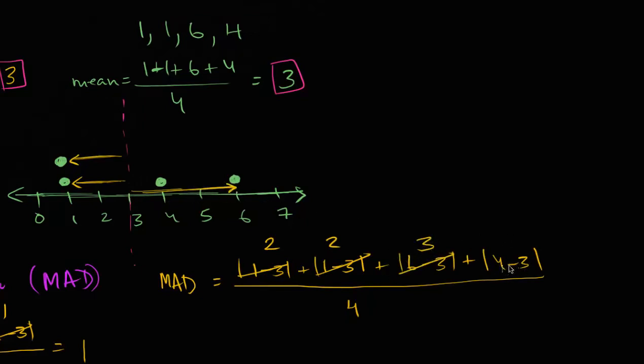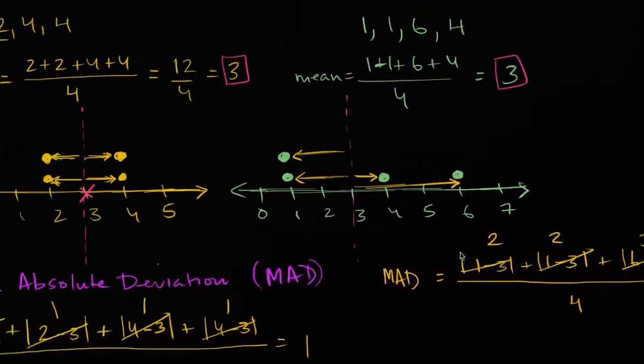And then 4 minus 3. 4 minus 3 is 1. Absolute value is 1. And we see that. It is 1 to the right of 3. And so what do we have? We have 2 plus 2 is 4, plus 3 is 7, plus 1 is 8, over 4, which is equal to 2. So the mean absolute deviation, let me write it down.